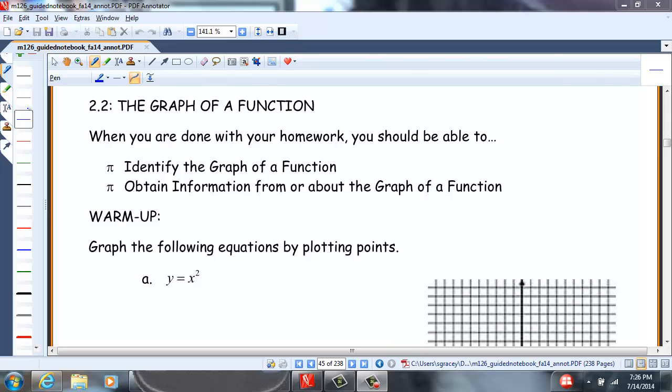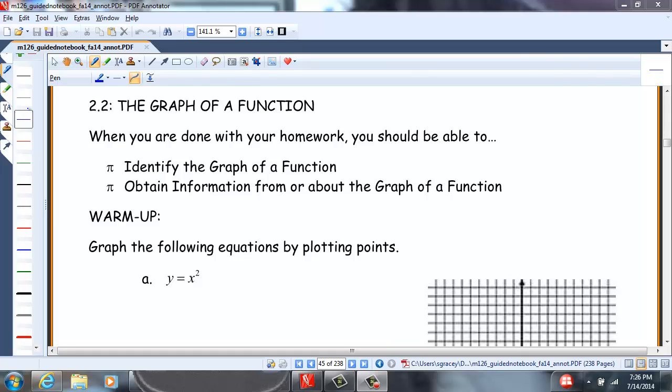We are working out of the Precalculus Enhanced with Graphing Utilities text by Sullivan and Sullivan. And today we'll be going over section 2.2, which covers the graph of a function. So we'll be identifying the graph of a function and obtaining information from or about the graph of a function.